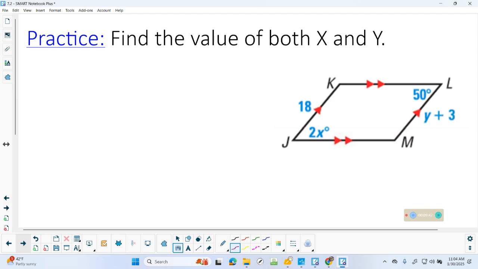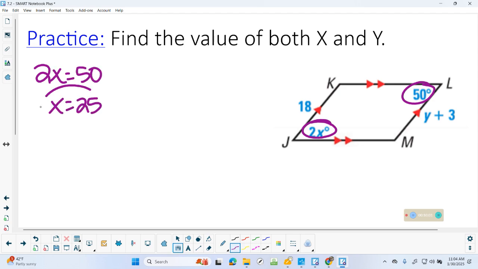All right, find the value of x and y. Let's start with x. Is x an angle or a side? Angle. And of course, we know opposite angles are congruent. You probably already did that in your head. 25. Do we have to show work? No. Okay, let's do y. Is y an angle or a side? A side. And what do you know about sides? Opposite sides are congruent. 15.